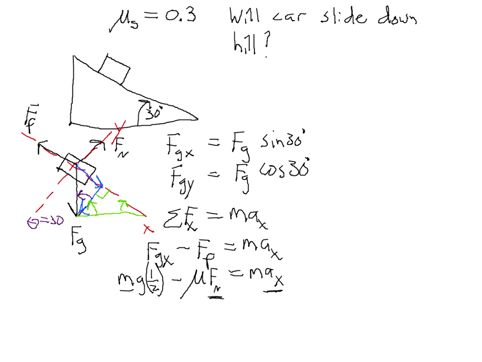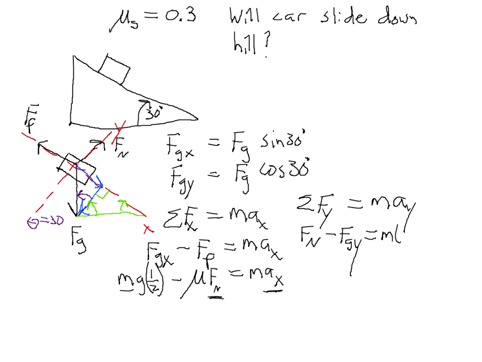I need another equation. Let's get that other equation from the sum of the forces in the y direction equals MAY. Forces that I have in the y direction include the normal force in the positive y and the y component of gravity in the negative y. That equals the mass of my car times the acceleration in the y direction.